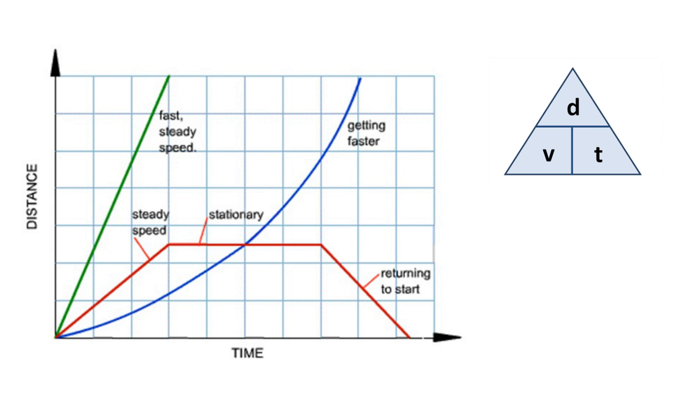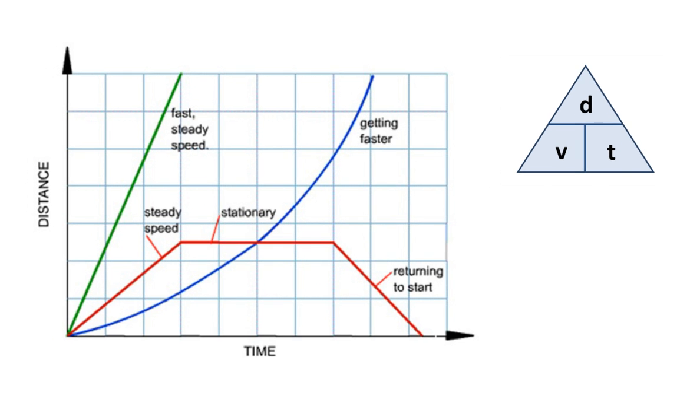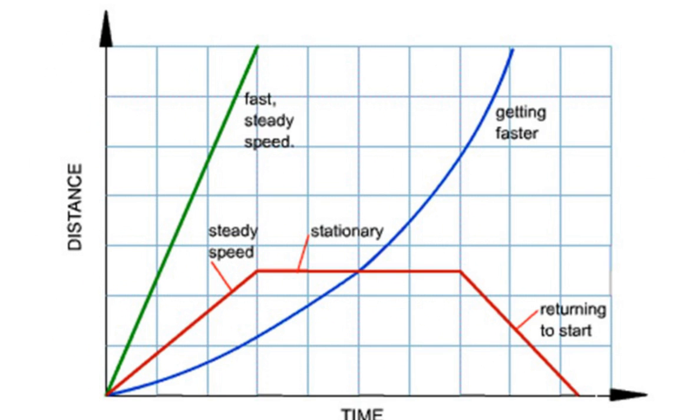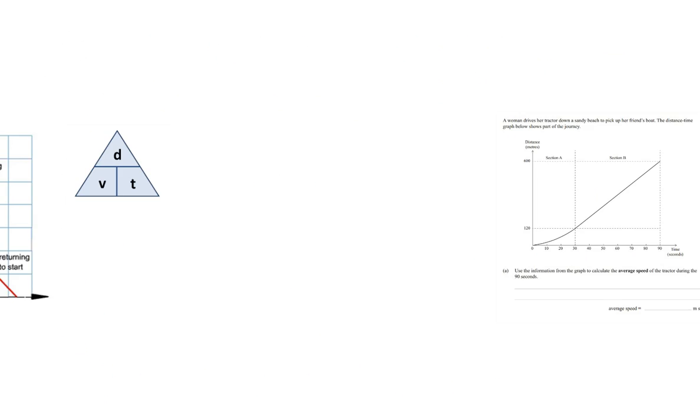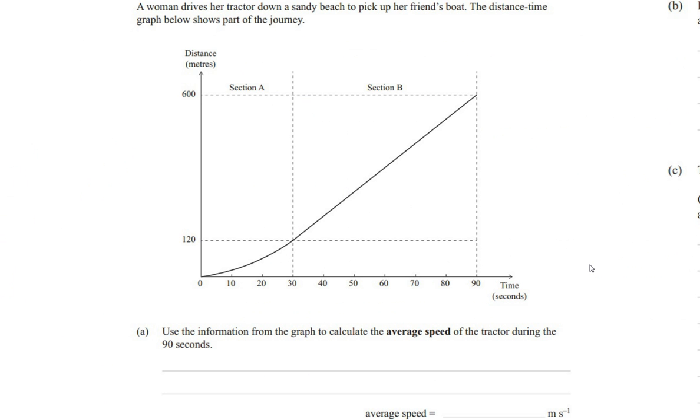Cool, so let's have a look. Let's apply this to an actual question, see what you might actually get asked and how you can use this to tackle an exam question. So here we go. A woman drives her tractor down a sandy beach to pick up her friend's boat. The distance time graph below shows part of the journey. Use the information from the graph to calculate the average speed of the tractor during the 90 seconds.